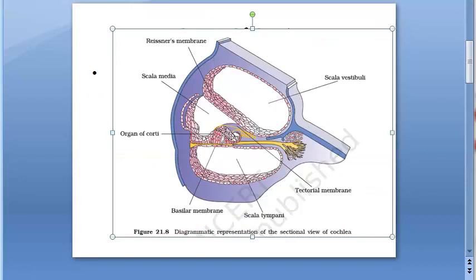Hope it is clear. Anyways, look at it again, no problem. This is a cross section of the cochlea. What is there here? Scala vestibuli. What is there here? Scala tympani. What is this? Scala media. So what are we concerned with? The scala vestibuli and scala tympani have perilymph. They will move because of the stapes. The perilymph in these two will move.